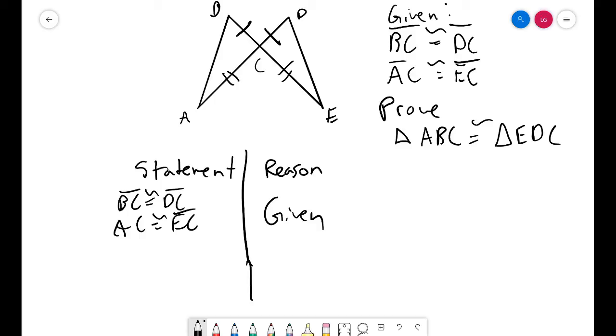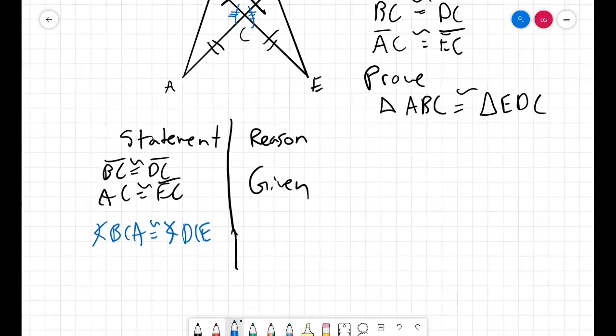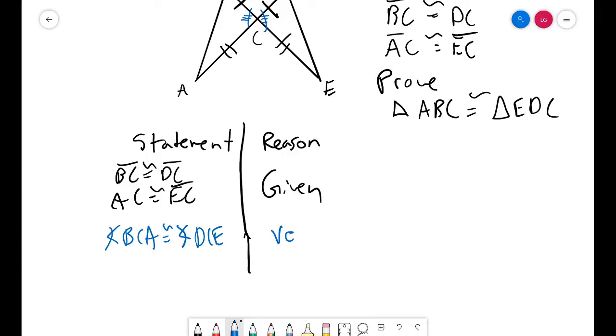What about side-angle-side? I think the first thing to recognize is, can you identify what angle we're talking about when we talk about the side-angle-side postulate? Given the setup we have, we're talking about this and this. And why are those two angles congruent? Well, vertical angles.